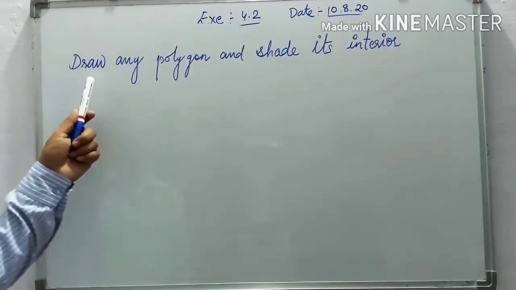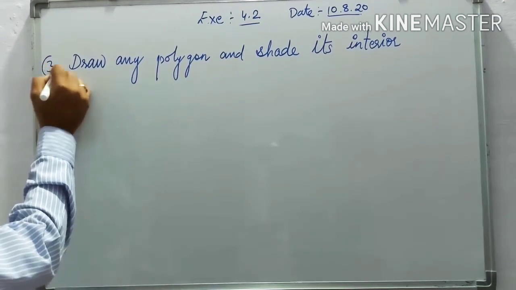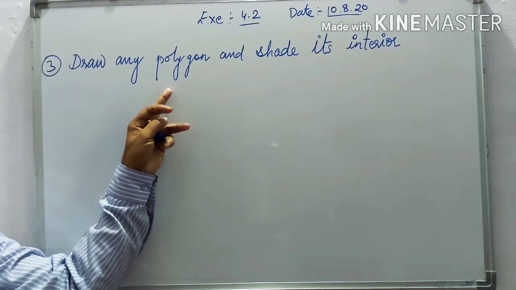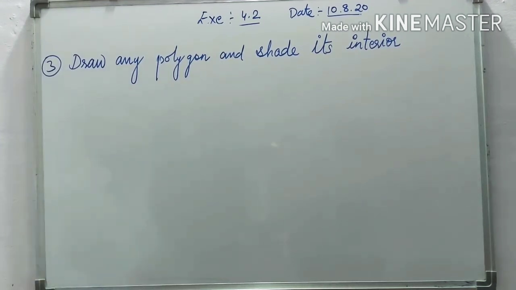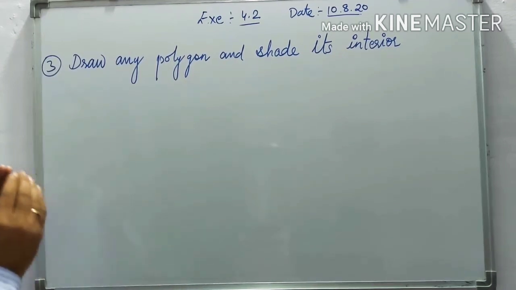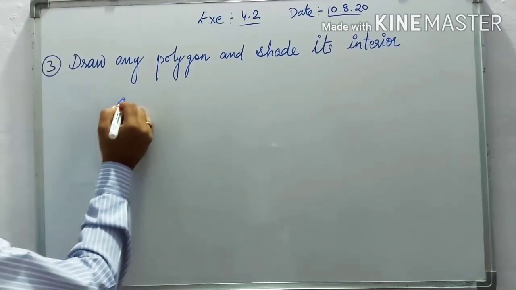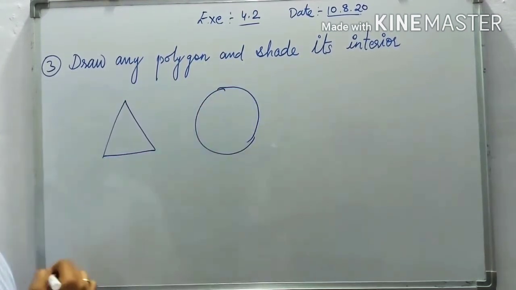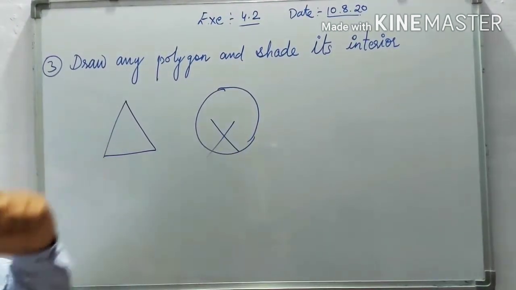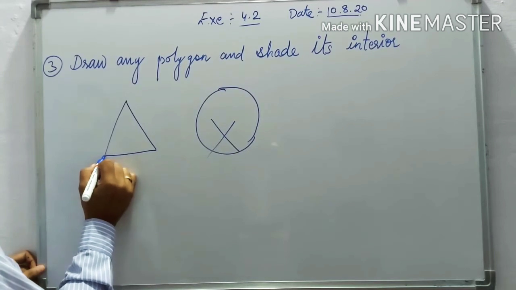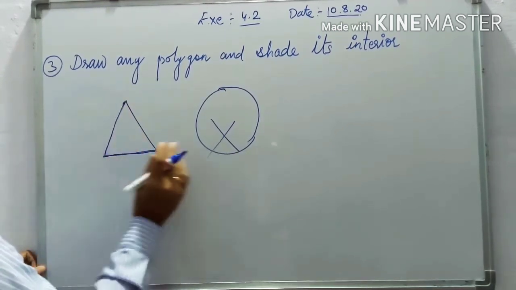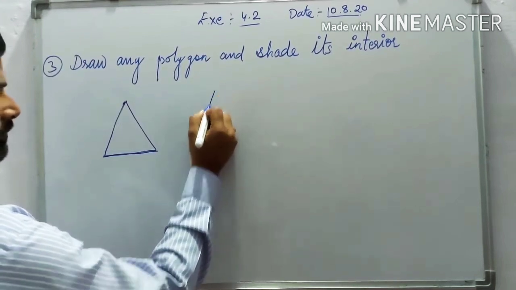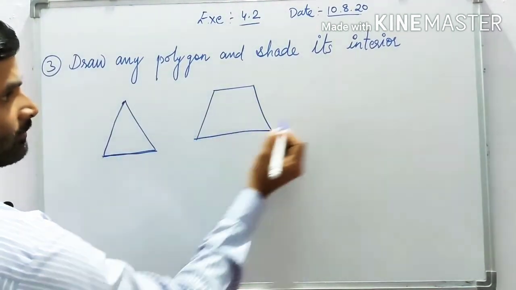Now question number three is to draw any polygon. A polygon is a closed curve made by line segments, and shade the interior part. Interior part means the part inside the line segments. Suppose you draw the first as a triangle, second as a circle. The circle is a curve, not a polygon, because it is not made by line segments. So you draw this type of diagram.